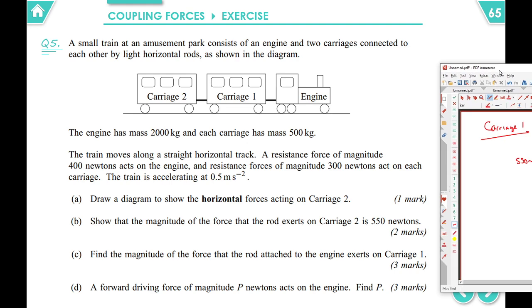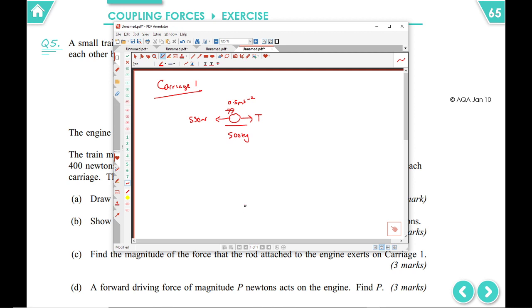Yes, we have missed something. We've got a resistance force of 300 newtons acting on each of the carriages. So we need to have 300 plus 550 newtons in here.